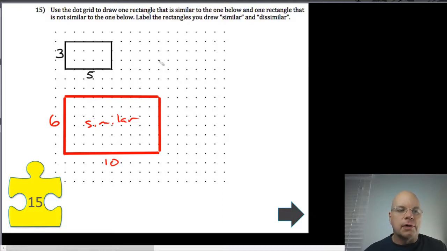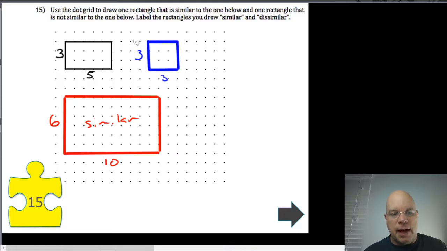For dissimilar, there's lots of things we could do. We just need different scale factors. For example, if the scale factor for the height is 1, if I don't change the height at all, but I change the base by something other than 1, let's just scale it down. Let's just make a 3 by 3 square. It's still a rectangle, right? But it's definitely not similar.